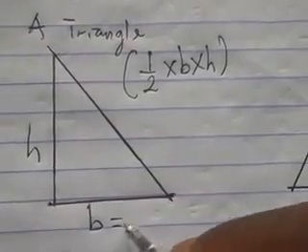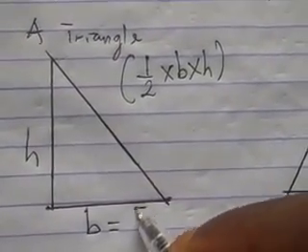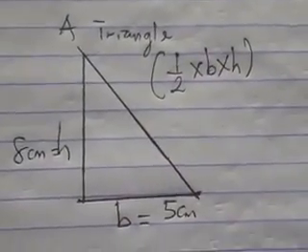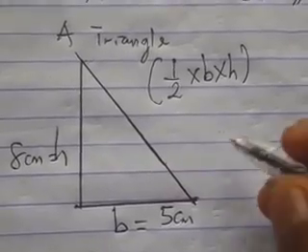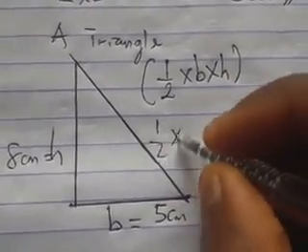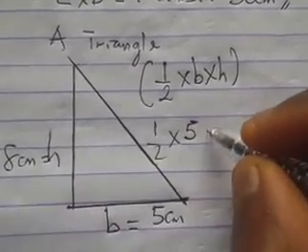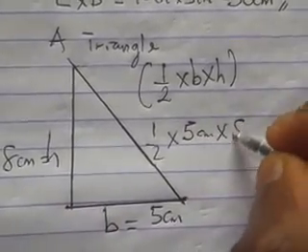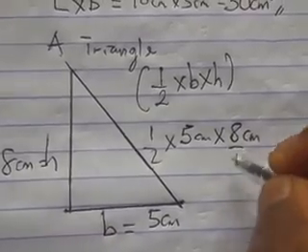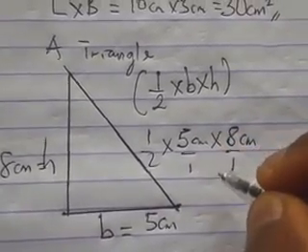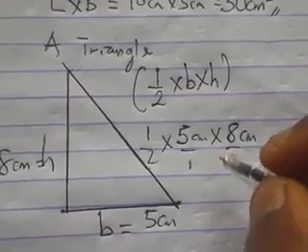Therefore, what is my base? If I'm giving you a question, my base should be 5 centimeter and my height 8 centimeter, and I'm asking you to find the area of this triangle. Simply say half times base. What is base? 5 centimeter times height. What is height? 8 centimeter, which is 1 over 2 times 5 centimeter times 8 centimeter.